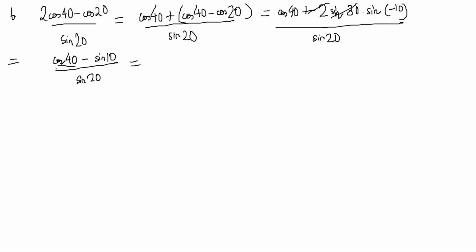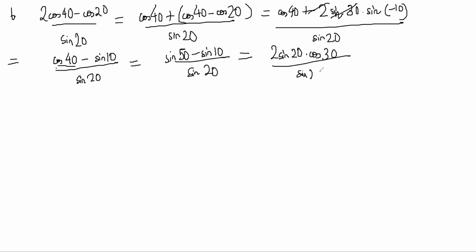Now this cos 40 can be written as sin 50. So sin C minus sin D is 2 sin (C minus D) by 2, 50 minus 10, 40 by 2, so sin 20, cos (C plus D) by 2, 50 plus 10, 60 by 2, so cos 30, by sin 20. So this was fairly easy. 2 into root 3 by 2 comes. Root 3 is the answer.